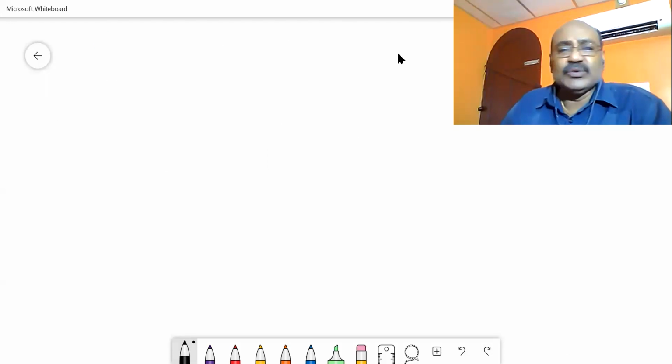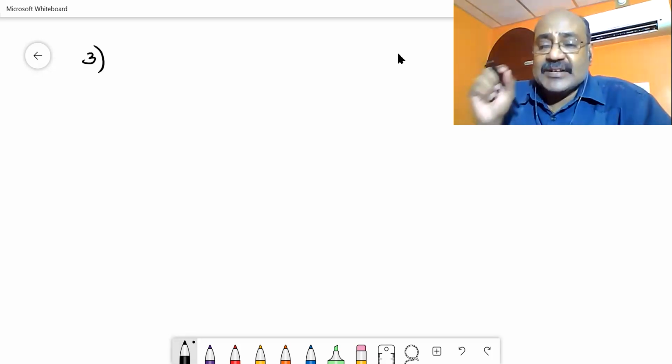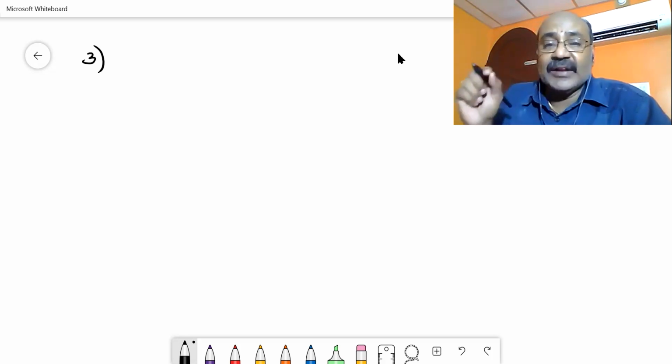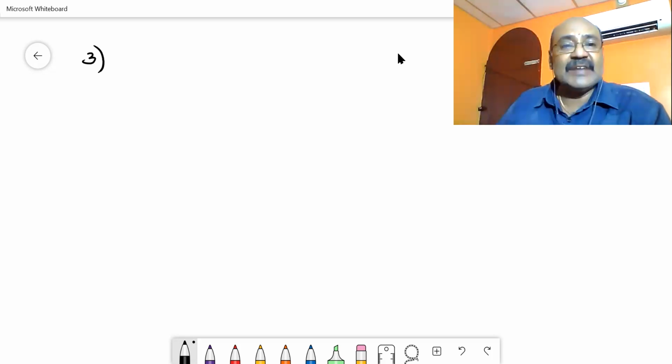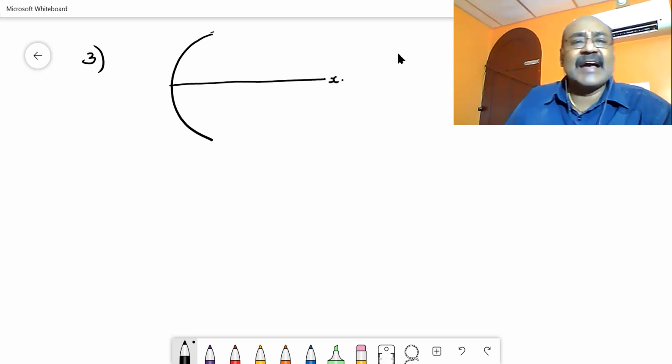So let us go to the third problem. What is problem number 3? Five identical charges Q are placed equidistant on a semicircle as shown in the figure. What is that figure? They have considered a semicircle. In this semicircle, the horizontal line represents the x-axis, and the vertical line drawn represents the y-axis.